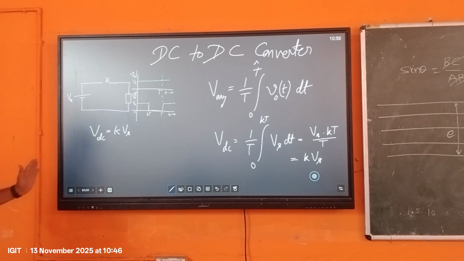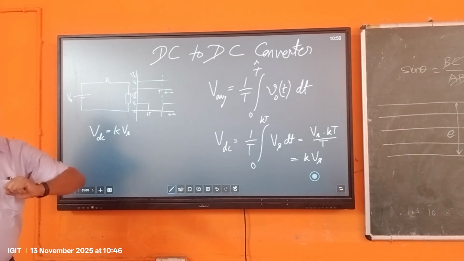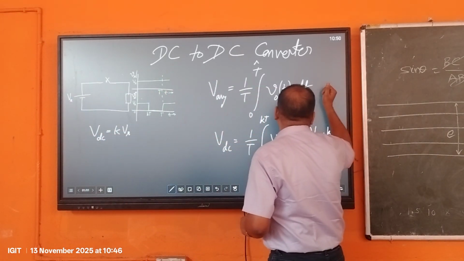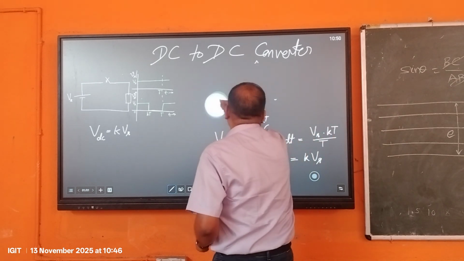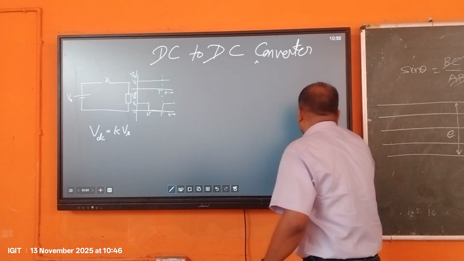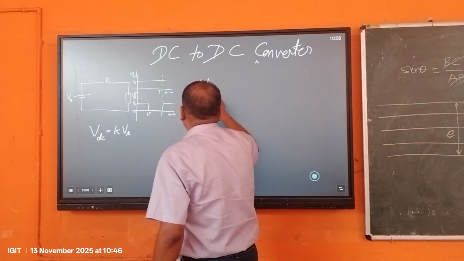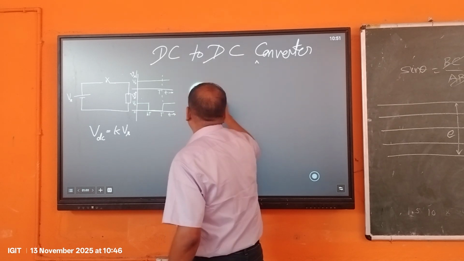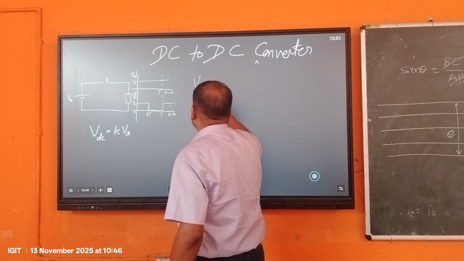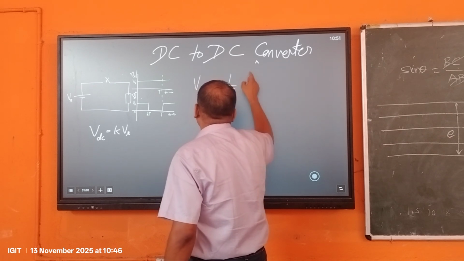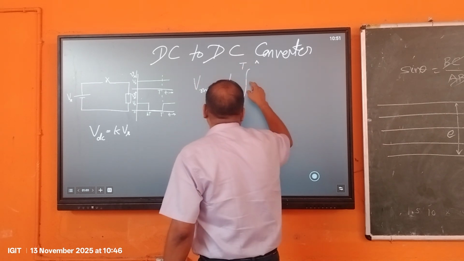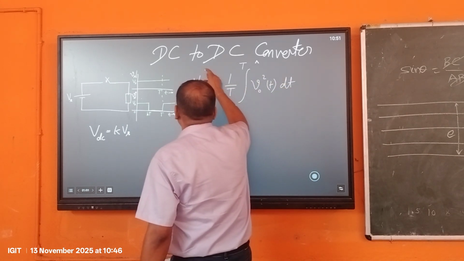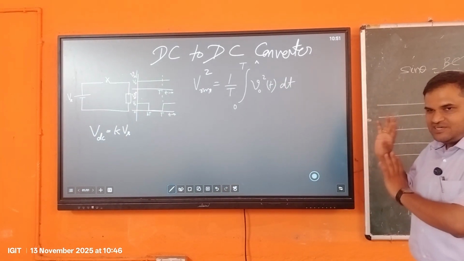If somebody asks you what will be the RMS voltage for such kind of thing, how to find the RMS voltage? Okay, what is the formula? For the RMS voltage, again we have the formula: VRMS squared is equal to 1 by T integration from 0 to T of V0 squared dt. So this is the RMS formula.